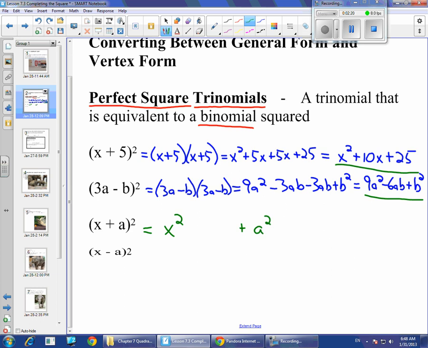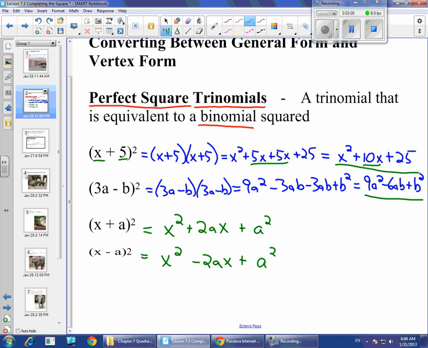And then the middle term, notice here it was 10x. And 10 is the same as 5 times x times 2. We're doubling because we got those two middle terms of 5x. So altogether you have 10x in the middle, or 2ax in the middle. Similarly, if it's subtraction, it would work pretty much the same way. Your last term's still going to be a squared, because when you square a negative, you still get a positive value. But your middle term is minus 2ax. Again, these are all perfect square trinomials.